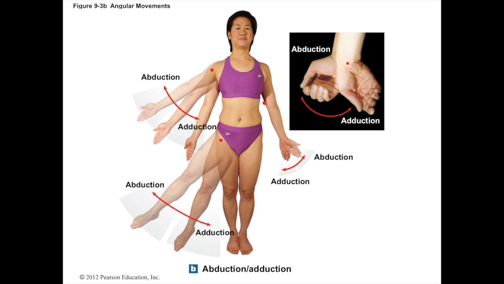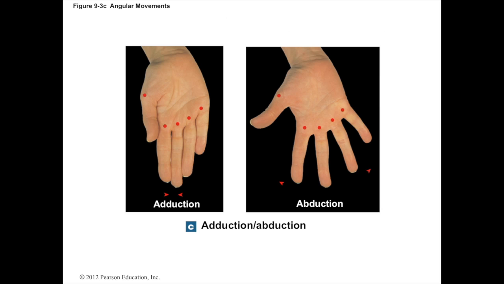Same thing can be said of your wrist. When your thumb moves laterally in the anatomical position, that's abduction. When it moves medially, it is called adduction. Adduction of the fingers is on the left, meaning the fingers are closed. Abduction on the right, you have your fingers and thumbs wide open.